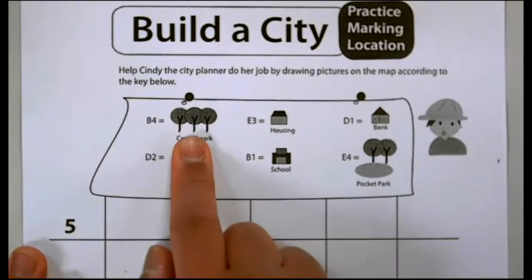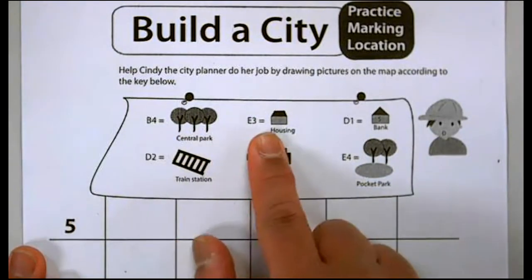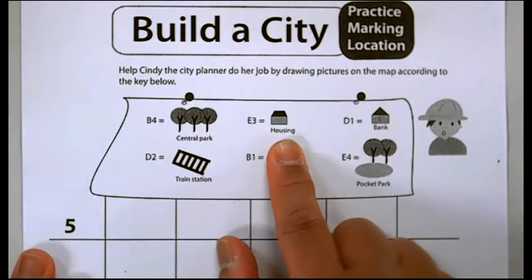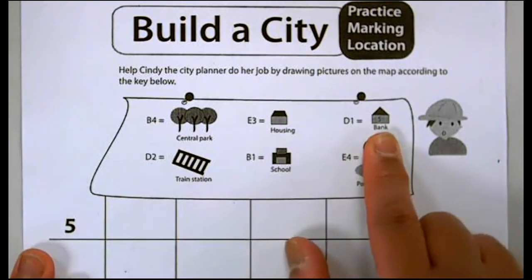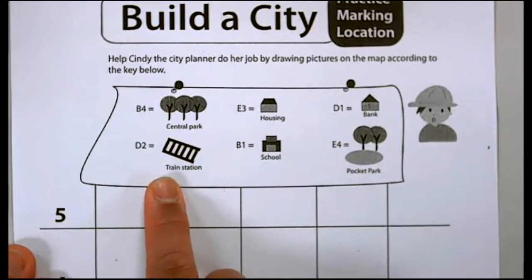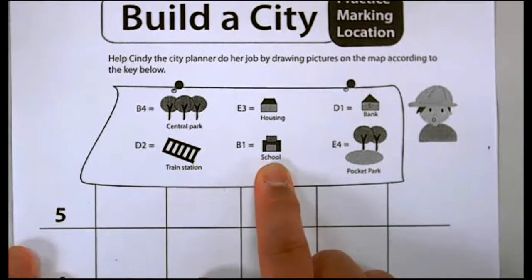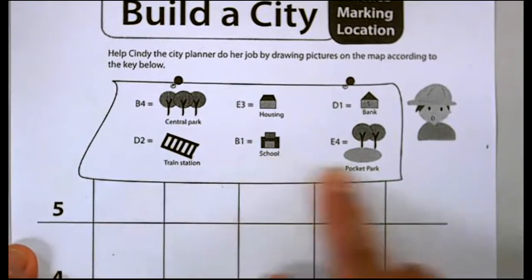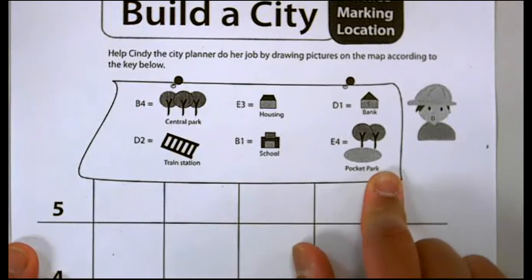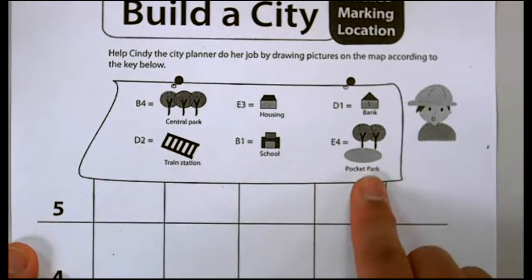We have Central Park, which looks like it has 3 trees. Housing, which looks like a normal house. The bank is a building with a dollar symbol in it. The train station is railroad tracks. It looks like a ladder, but they're really railroad tracks. The school, that's a fine looking school there. And then we have another park, Pocket Park, which is a smaller park than Central Park. It's got 2 trees, but it also has a lake.